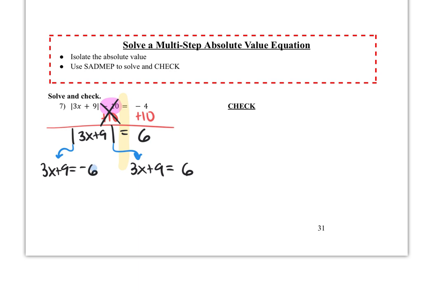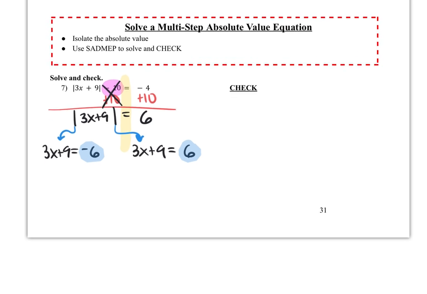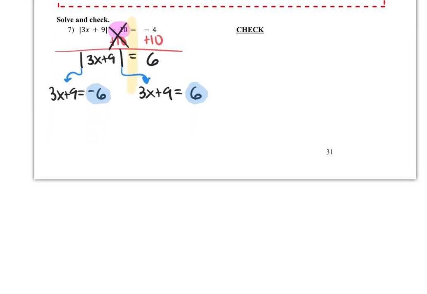I want to highlight here. This is the only difference between these two equations. Equals negative 6, equals positive 6. That is the only difference. Everything else is exactly the same. So now we solve it. What do we have to move first? 9, good. Subtract your 9, keep everything structured in order.